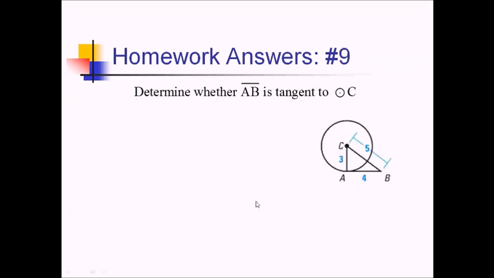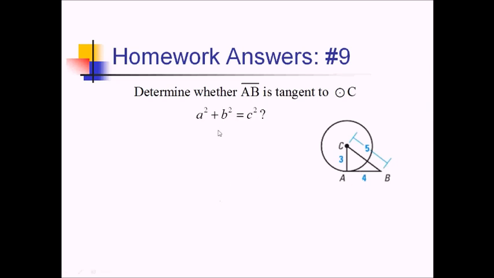For number 9, we're trying to figure out whether this AB segment is tangent to the circle here. Easiest way to do that, since we know the radius of a circle and a tangent line meet at a right angle, if we can show that this is a right triangle using Pythagorean theorem, then we can show that this AB is actually a tangent line.